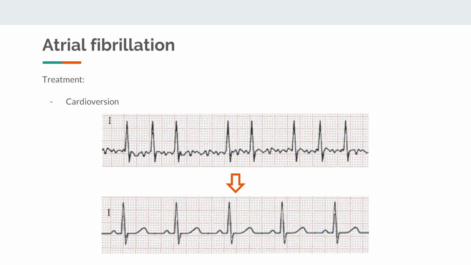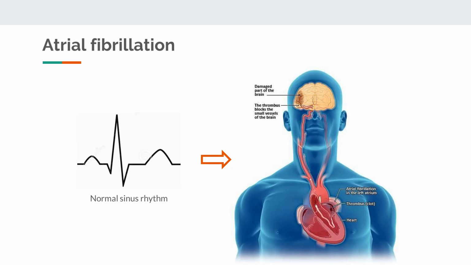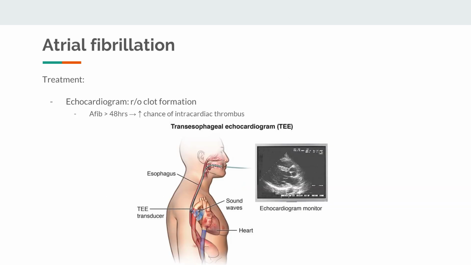But there is something very important we have to do first. We have to make sure that clots haven't formed within the heart before we convert the patient back into sinus rhythm. Once sinus rhythm is restored, blood that was pooling in the atrium will be pumped out, and if there was a clot, we could potentially cause a stroke. So an echocardiogram has to be done before the patient is cardioverted.